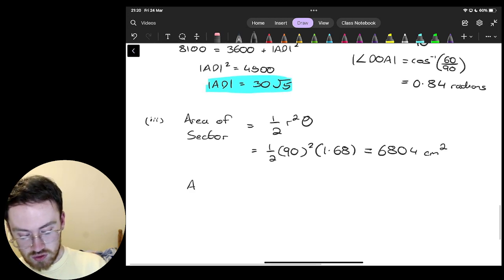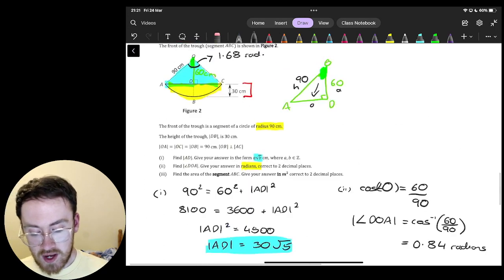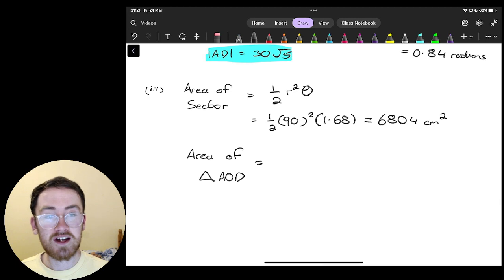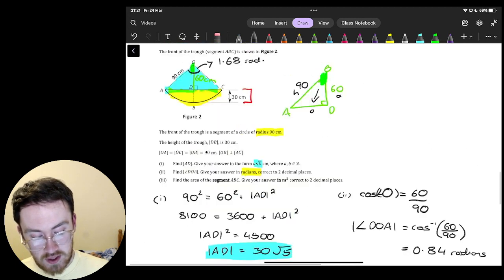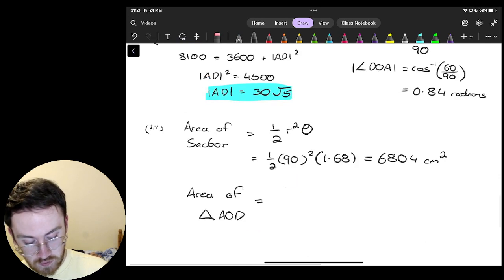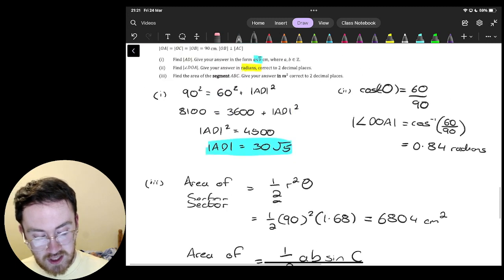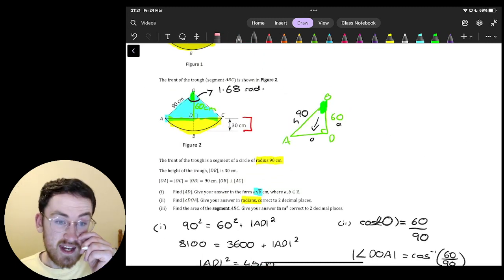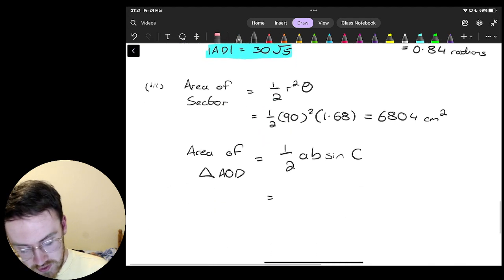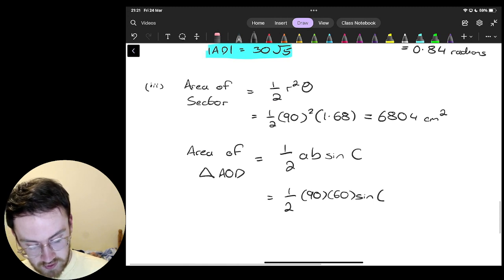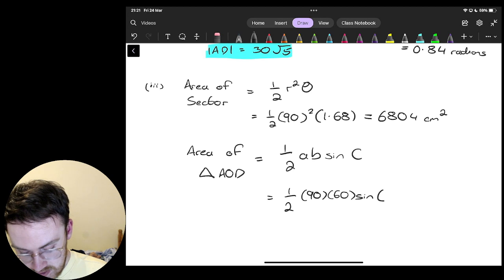Then to find the area of the triangle. Okay, so what we could do is work out the area of the triangle AOD. So if we were to work out the area of that triangle, given that we know what the angle is, we can use our formula half ab sine C. And matching that up with what I have here, I'm going to have to use the 90 and 60 and then the angle that we have. So half of 90 times 60, and then sine of my angle, which was in radians, so sine of 0.84.